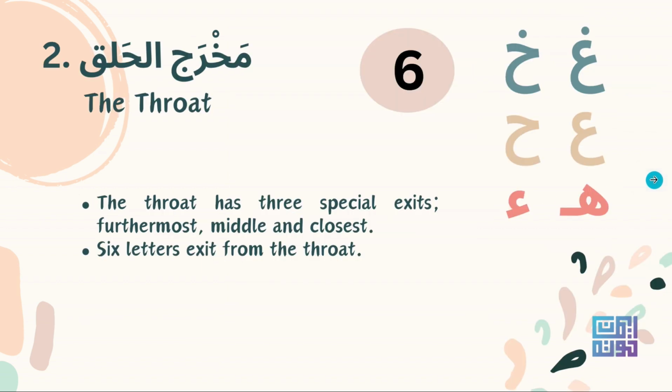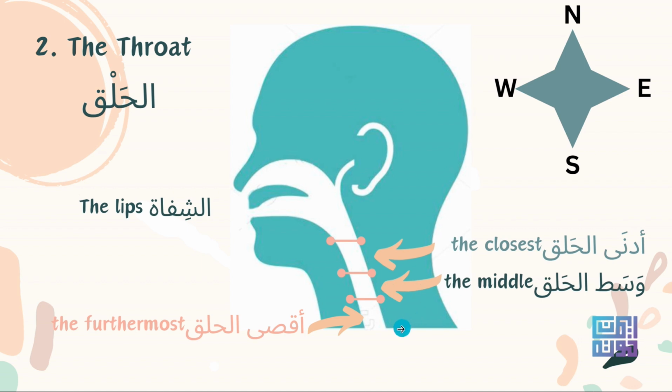Let's have a look at the letters that exit from this place. So now we know that Makhraj al-halq, the throat, has three special exits: the furthermost, the middle, and the closest. What are the letters that exit from the throat? We have 6 letters that exit from the throat. The ha and the hamza exit from the furthermost part of the throat.